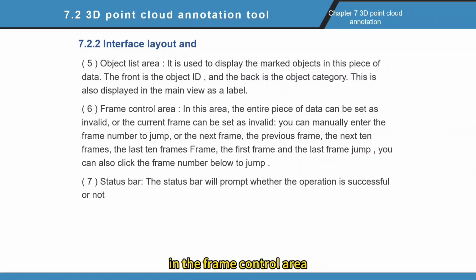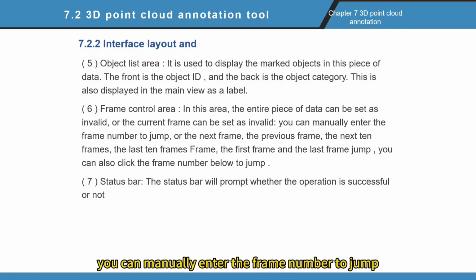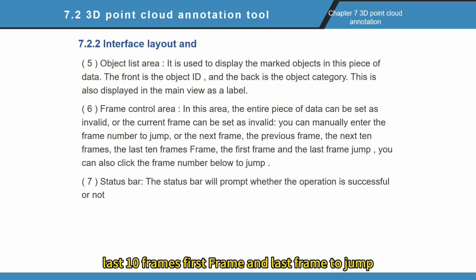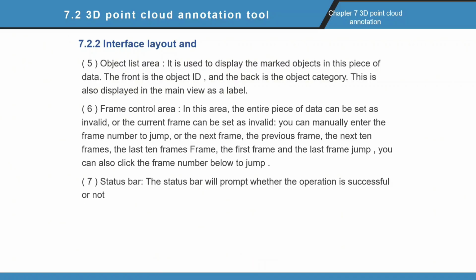In the frame control area, you can set the entire piece of data as invalid or just the current frame. You can manually enter the frame number to jump, or use options like next frame, previous frame, next 10 frames, last 10 frames, first frame, and last frame to jump. You can also click the frame number below to navigate. The status bar will inform you whether the operation was successful or not.